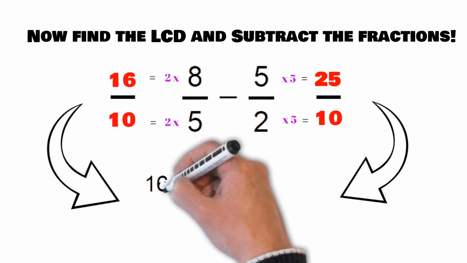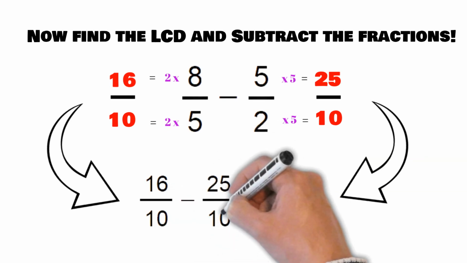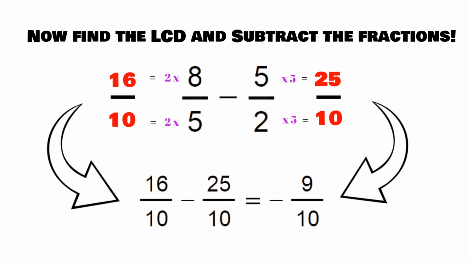Then, if we take those two, we can now subtract them both. So we have 16 over 10 minus 25 over 10, and that equals negative 9/10. That's all you have to do.